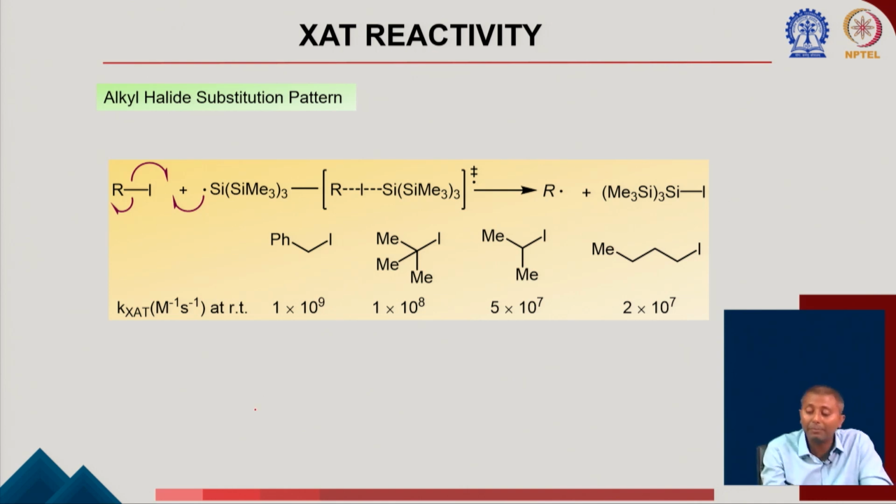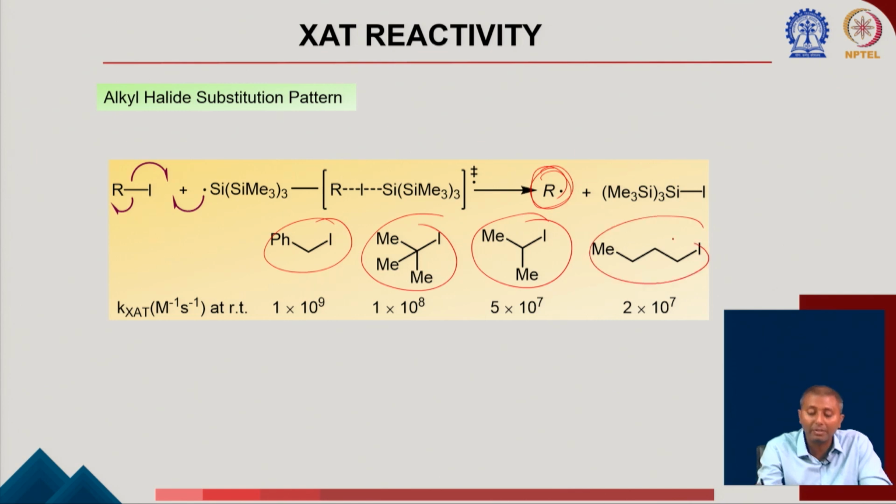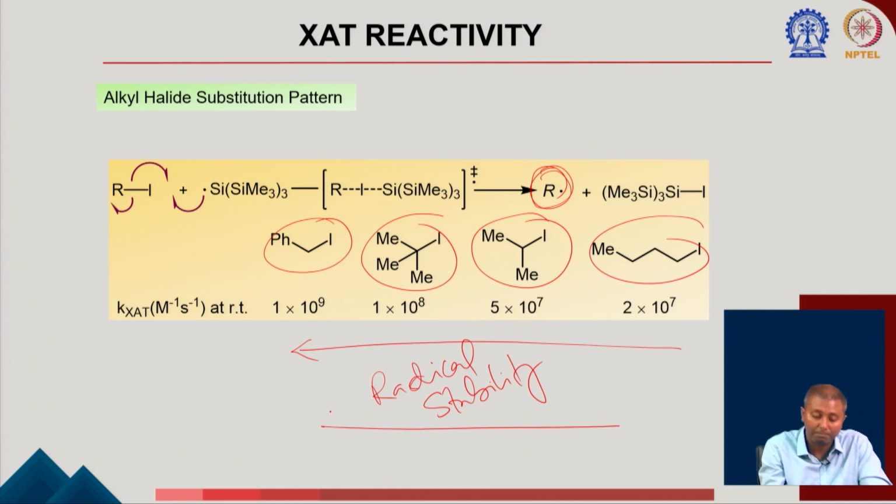Now I think the other important factor, as I mentioned, is the stability of the corresponding radicals which are forming here. So if you see here, there is a benzylic radical versus the tert-butyl radical, secondary radical, primary radical. In this direction the radical stability is getting increased. Okay. So that's how you can see the rate is higher in this direction. So the rate is also higher in this direction.